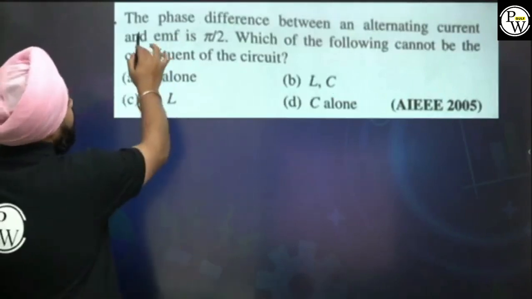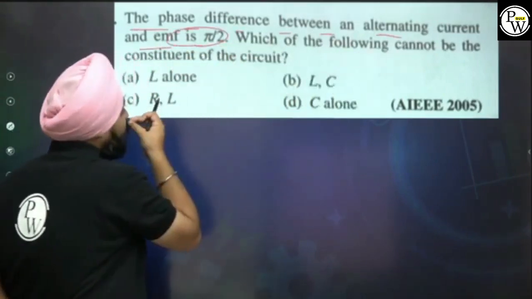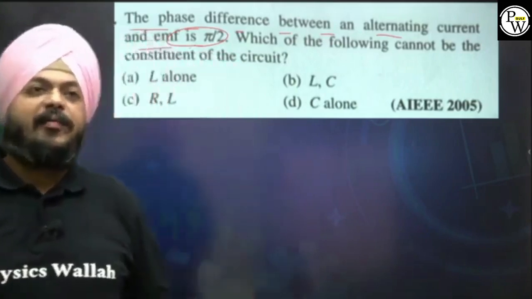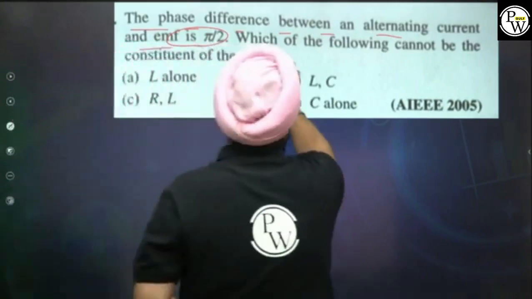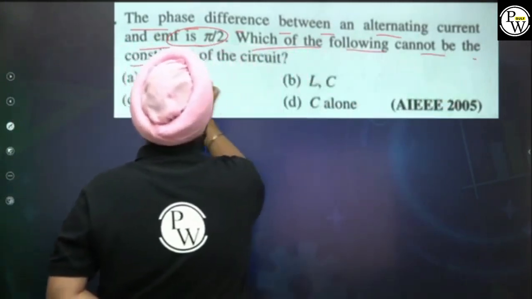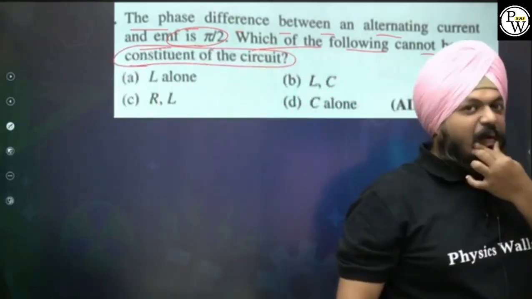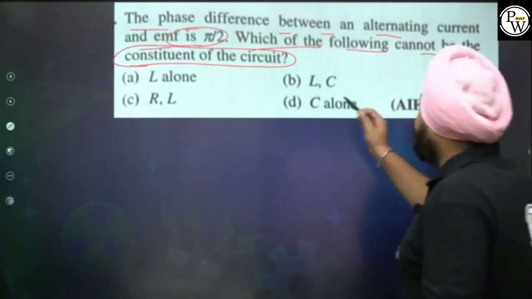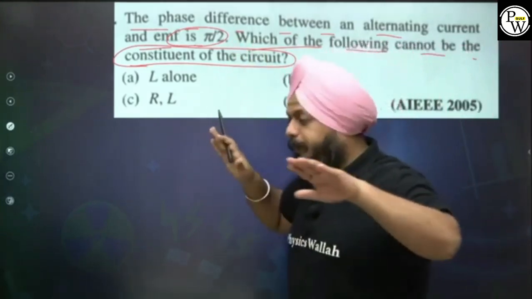The phase difference between the alternating current and the EMF is pi by 2. Which of the following cannot be the constituent of the circuit? It means that through which combination this situation is not possible.